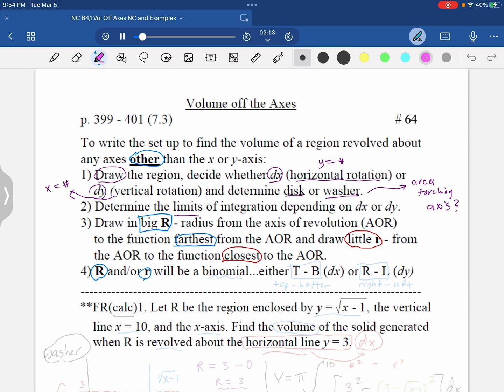Meaning that it's not just going to have one function, it's going to have typically a function plus or minus a number. If it's dx, it's always going to be T minus B, which stands for top minus bottom. Or if it's doing a vertical, it's always going to be whatever's on the right side minus whatever's on the left side, if it's dy. So let's go ahead and look at a few examples.